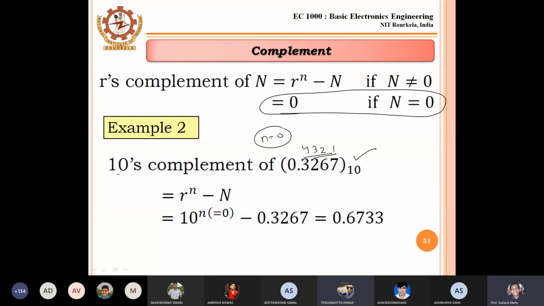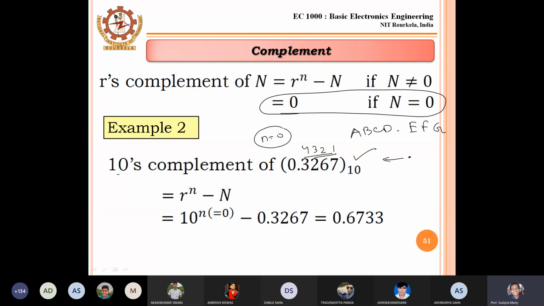Sir, we have to take the most significant digits only, I guess. No, dear, no. You follow all my lectures properly. I gave the solution: here the decimal.